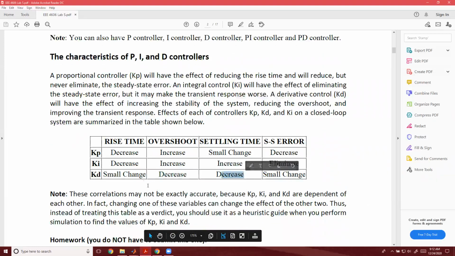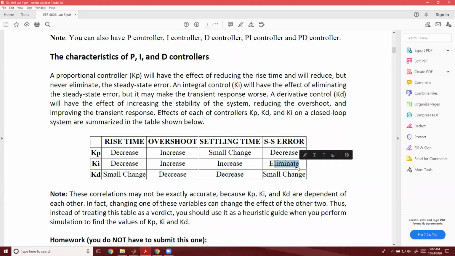So right here, you can see that if you use a KI controller, you'll eliminate steady state error, but your overshoot and settling time will increase. So to compensate for that, we can also use a derivative controller, right? Because then our overshoot and settling time won't increase as they do with the integral controller. If we use a combination, then we can compensate for the increase in overshoot and settling time and also have no steady state error. Does that make sense?